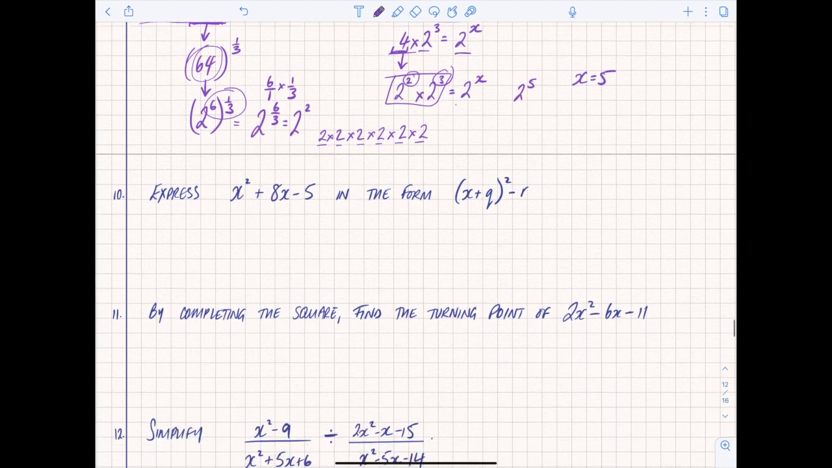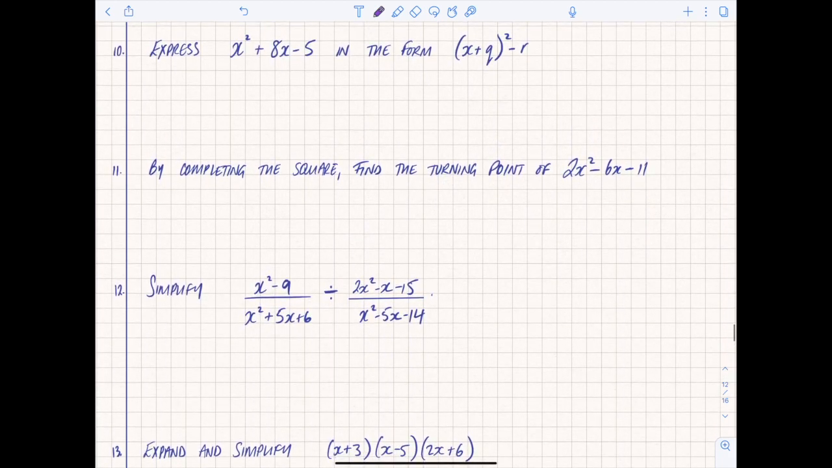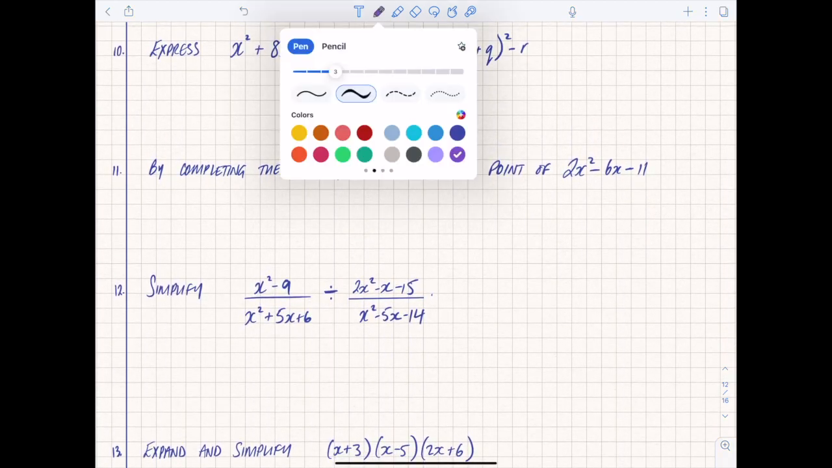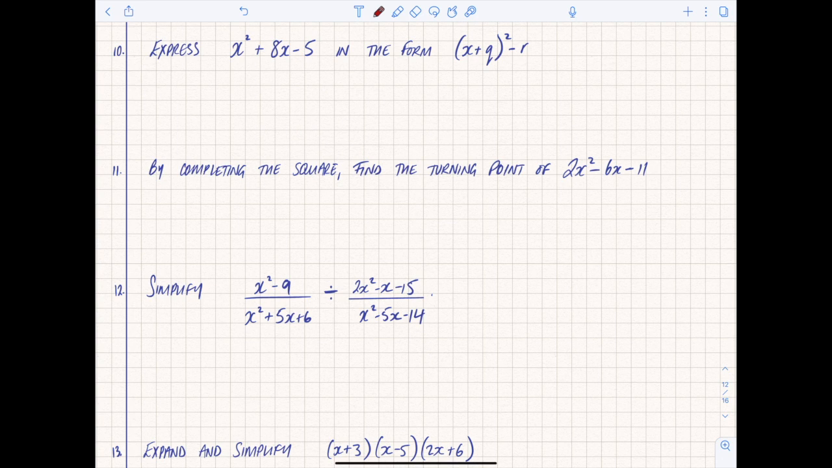Okay, so looking at question 10 now, which is to do with completing the square. Now, it doesn't actually say complete the square, but because you can see that it is written in that form, that is the format of completing the square.